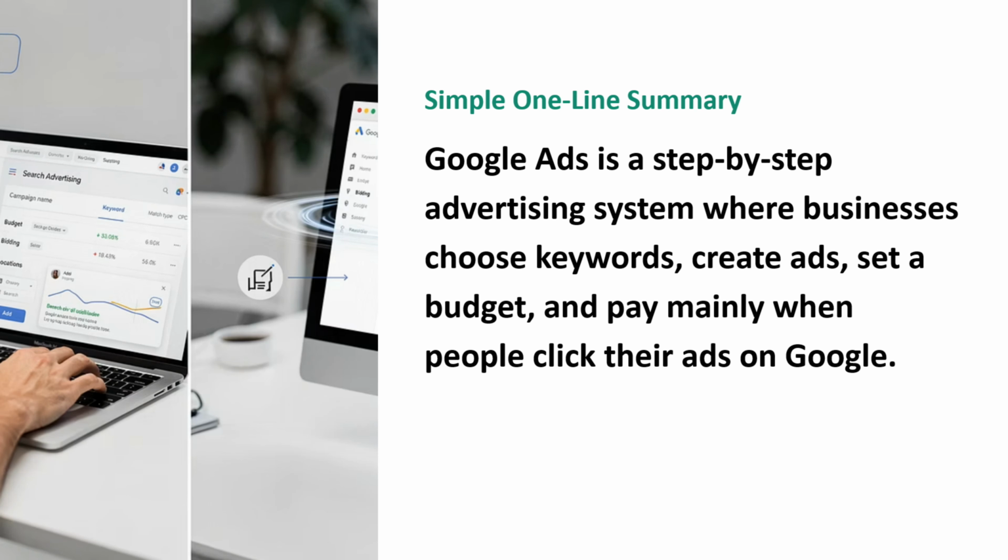The summary is: Google Ads is a step-by-step advertising system where businesses choose keywords, create ads, set a budget, and pay mainly when people click their ads on Google.